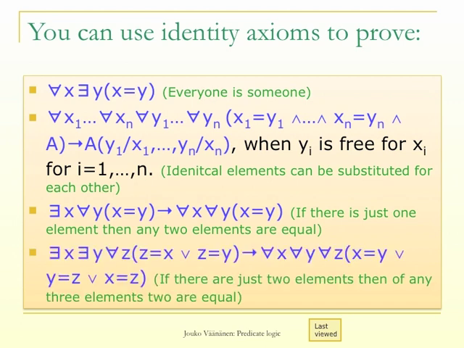The last example. We try to express that if there are just two elements in the universe, then of any three elements, two must be equal. Let's see how this goes. Exist x, exist y for all z, left parenthesis, z equals x or z equals y, right parenthesis, implies for all x, for all y, for all z, left parenthesis, x equals y or y equals z or x equals z, right parenthesis. So if we have just two elements, x and y, in the universe, then if we take any three elements, x, y, and z, then two of them must be equal.